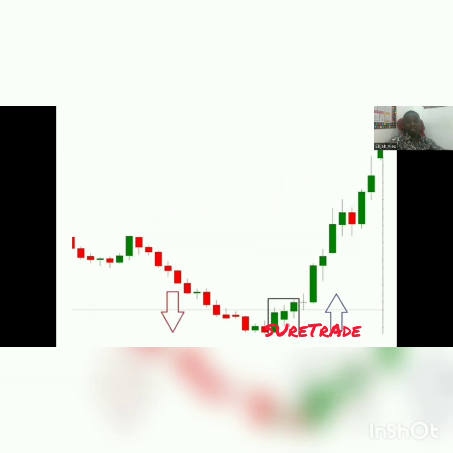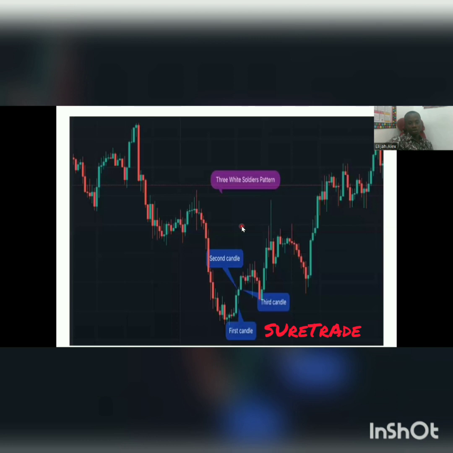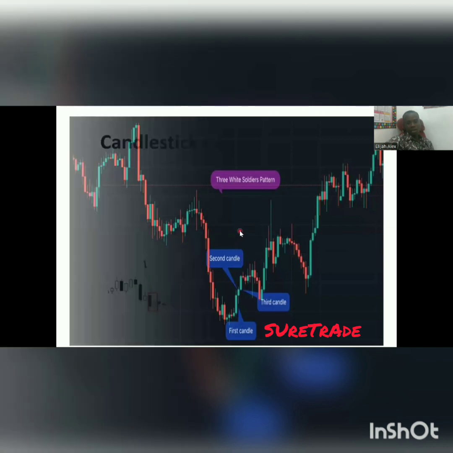Okay, then the three white soldiers. It happens mostly at the support level or the end of a downtrend. 1, 2, 3. So enter your trade, and look, a doji is formed again. The doji means a reversal pattern. So you can even wait for this doji to form for confirmation, but you can enter your trade at the close of this candle here, and then you see your market go up to the upside. See more examples right here.